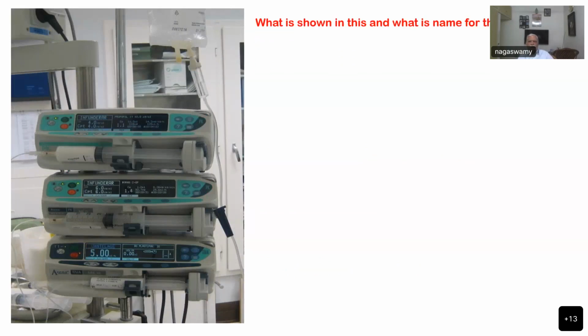What is shown in this? What is the name for this infusion arrangement? Target controlled infusion. What are these things first of all? These are all syringe pumps. Okay, three different pumps are there. So if you arrange them one below the other, what is the name for that arrangement?